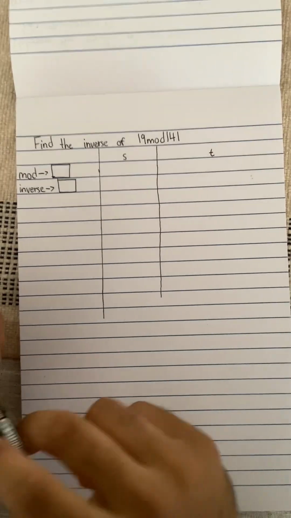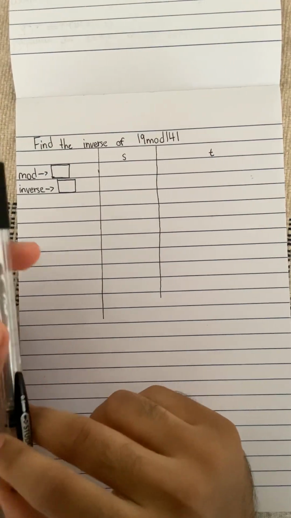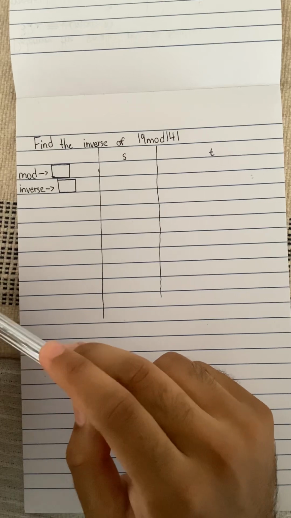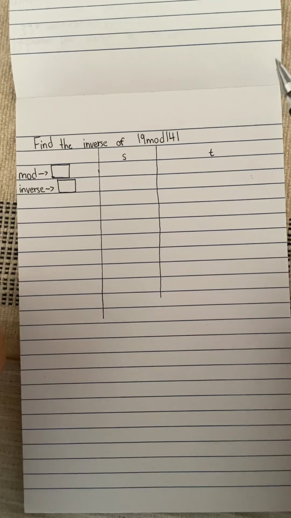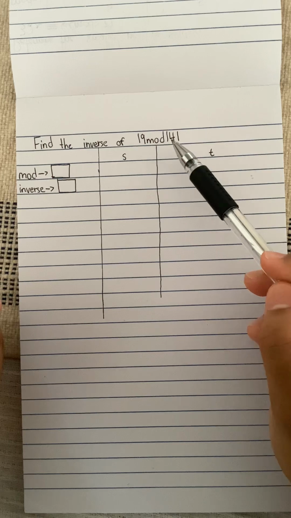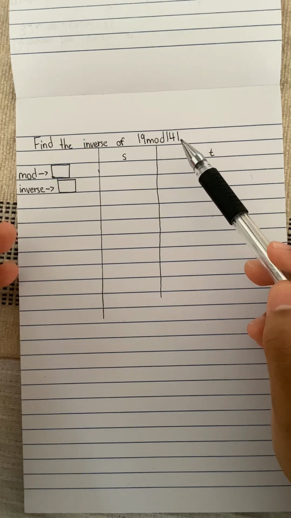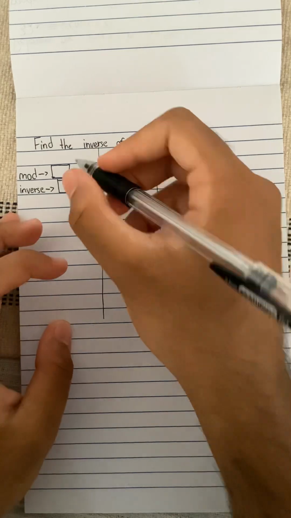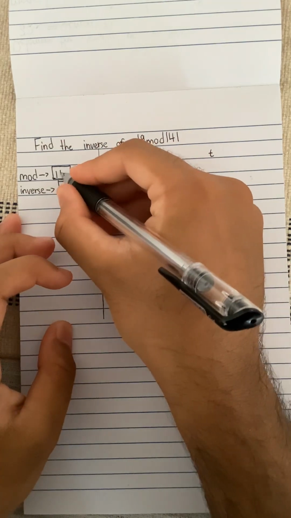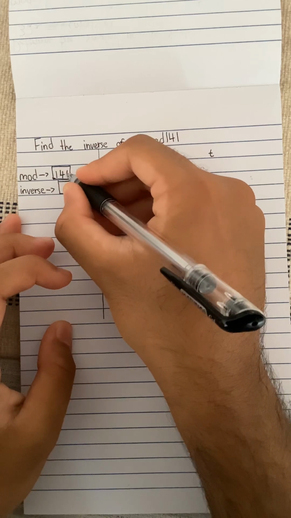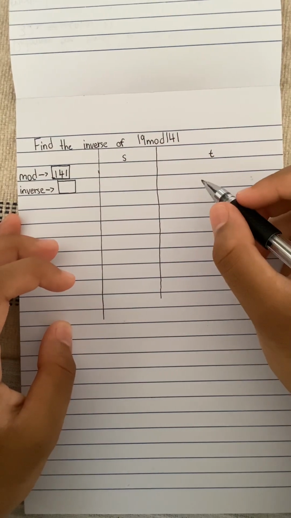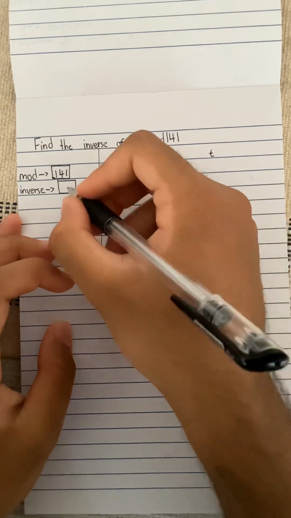Okay, so I'm going to be showing you how you can find the inverse of a modular expression. Here we have 19 mod 141. The first thing that you want to do is take the mod, which is going to be 141. And then you have the inverse of 19.